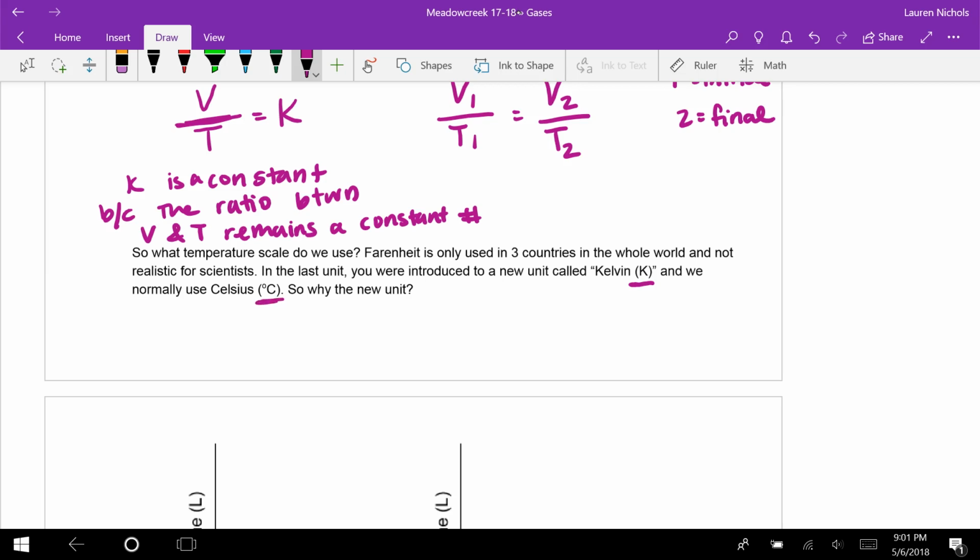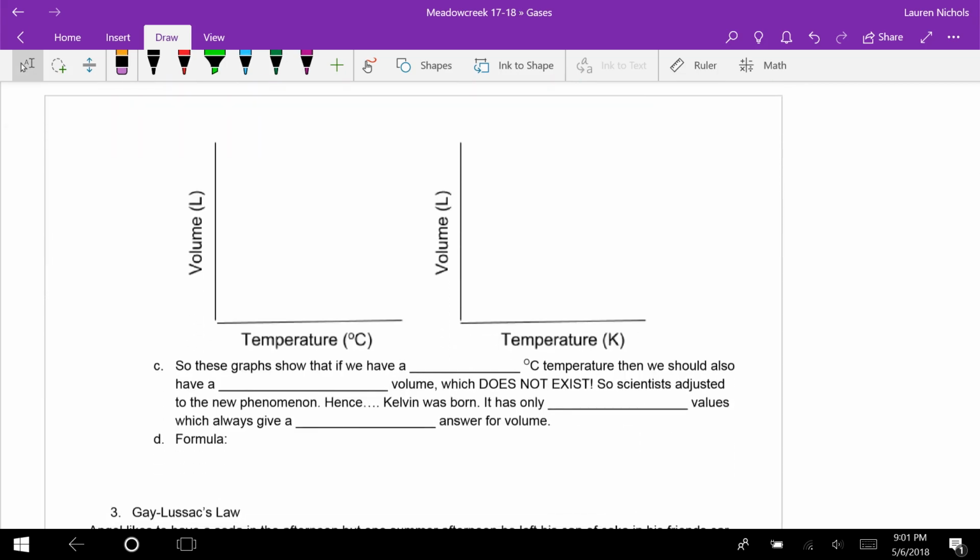So why did we introduce you to that new unit? Well, we introduced it because of what we see in Charles' law. Let's look at these graphs here. We know that with Celsius, the lowest you can go is negative 273 degrees Celsius, and you could go up to 1,000. It could be a lot. What this shows us with volume and temperature is that a graph of volume and temperature would be a straight line up and to the right.